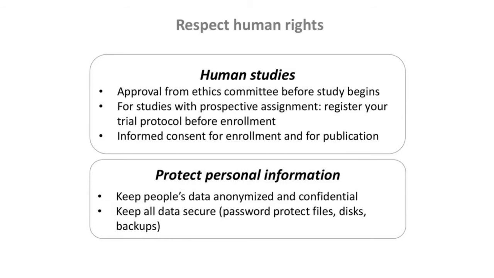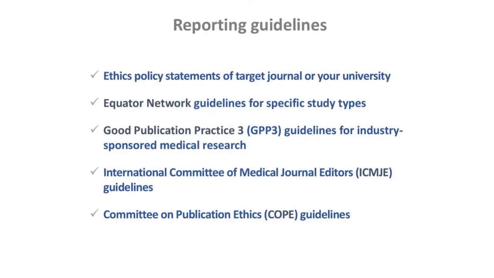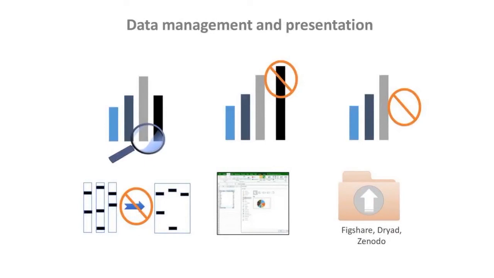You need informed consent and you need to protect personal information, keeping people's data anonymized and confidential, keeping all data secure. Reporting guidelines, as we talked about earlier, are very important. And I've shown you already the Equator Network guidelines on a previous slide for specific study types. There's also GPP3, Good Publication Practice Guidelines for Industry-Sponsored Medical Research. That fantastically acronymed International Committee of Medical Journal Editors, and the Committee on Publication Ethics Guidelines. All great places to have a look if you'd like to follow up on any of this.